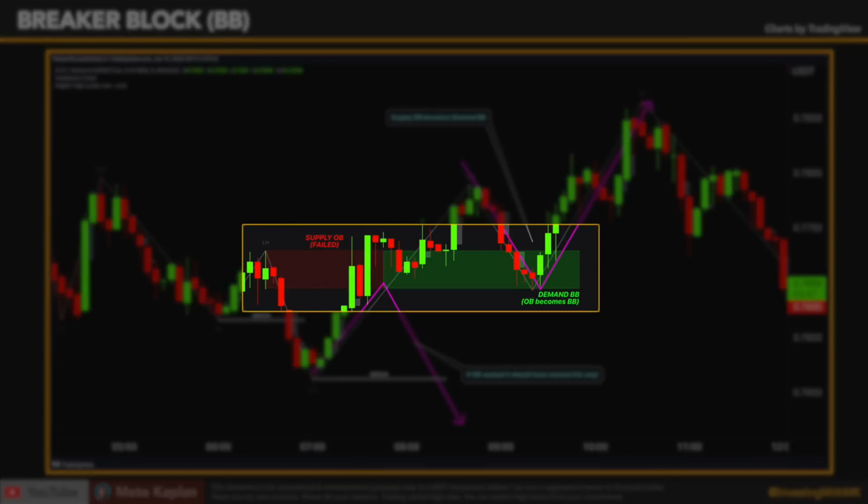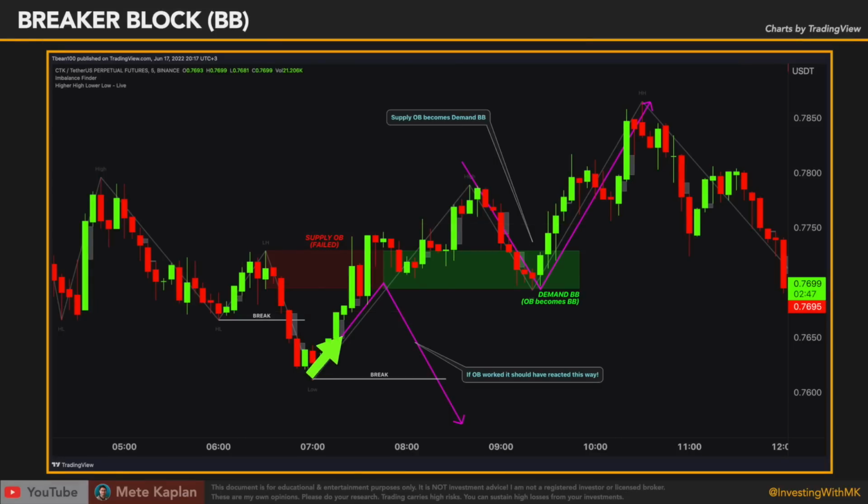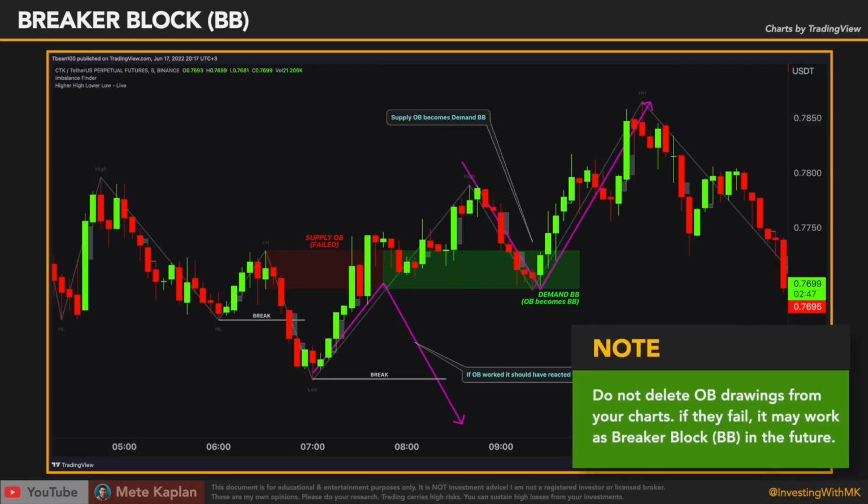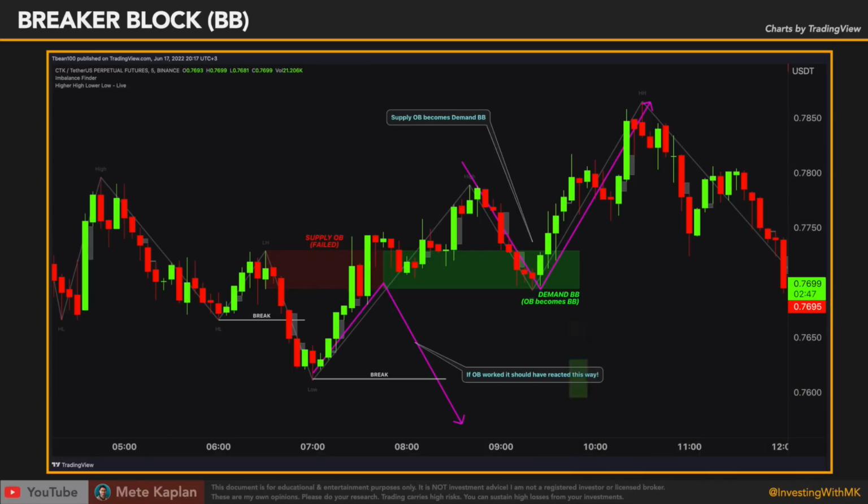Our supply order block becomes a demand breaker block. Price moves up and comes back down to our new demand area and reacts to it. As a side note, do not delete your order block drawings from your charts. You can later on use them as breaker blocks. New supply or demand areas, it is quite useful.